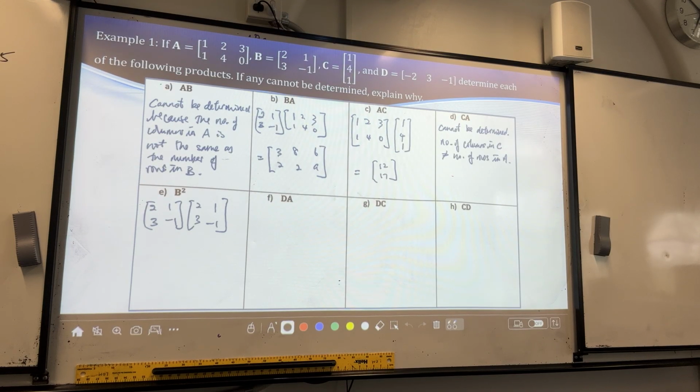B squared. Now, listen: you can only square a matrix if it is a square matrix. Only a square matrix can be squared, cubed, or go to the power of 4, 5 or 6. That is the power of a square matrix, so only a square matrix can have a power. Now just remember one thing. This is the common mistake.